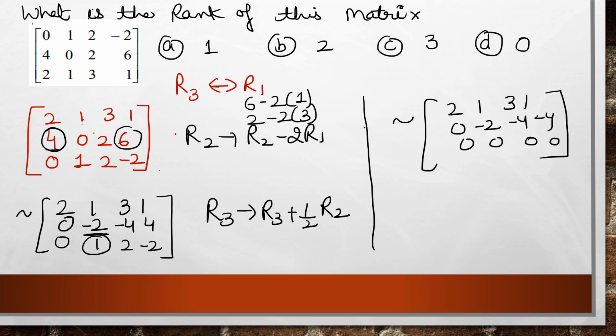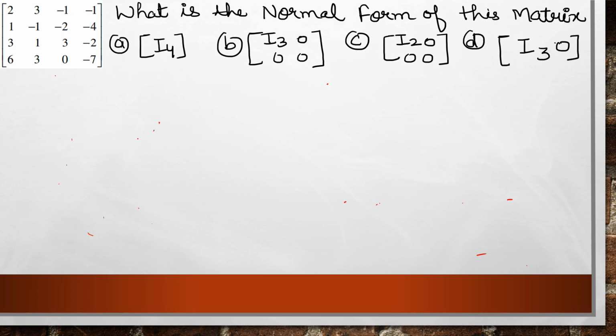So how many non-zero rows are there? 1 and 2. Non-zero means having at least one non-zero element. So there is only one 0 row. The other two rows are non-zero rows. So the rank is 2. So option B is correct. Now let's move to the next question.